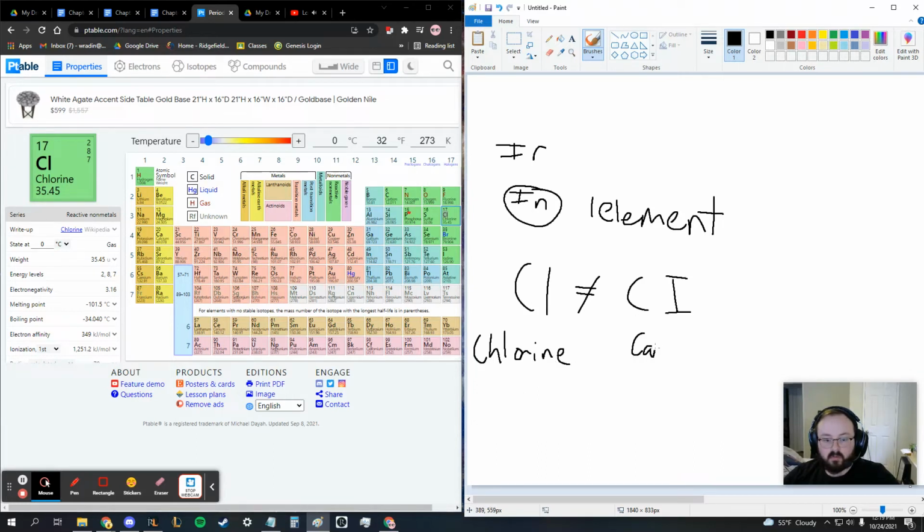This is carbon and iodine. Here is carbon over here on the left hand side, and here's iodine, capital I. Okay, I want to make that clear.